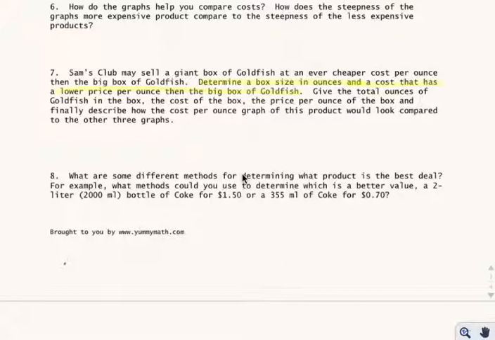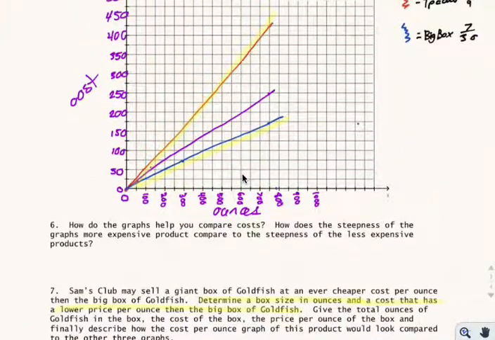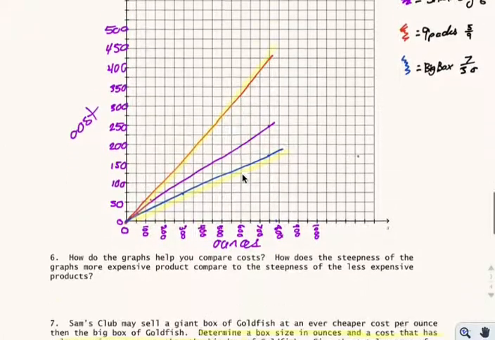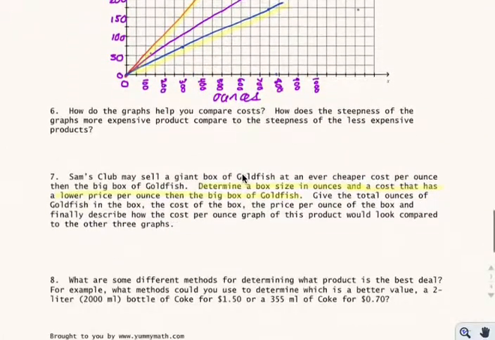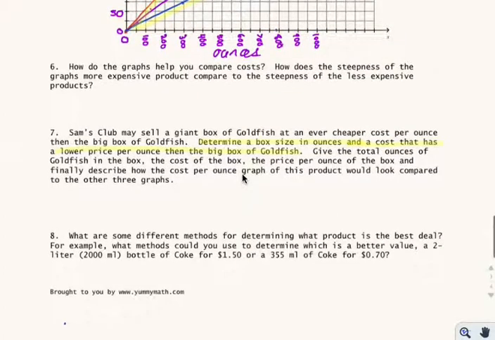Finally, you're going to describe how the cost per ounce would graph for this product. So if you thought about maybe that 750 ounces, you could figure out where that graph would be on the coordinate graph that we already posted. It would be helpful for you to graph that line, though it doesn't ask you to do so. It just asks you to think about it and describe. So that would be up to you.